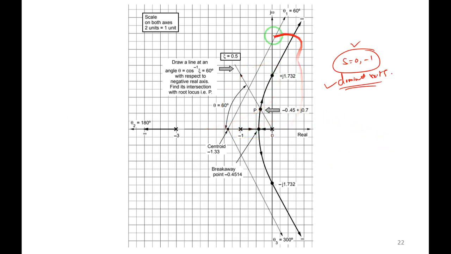So this is the root locus. You know how to draw the root locus. From this negative real axis we measure the angle theta. This angle theta is 60 degrees, right? Theta equal to 60 degrees.